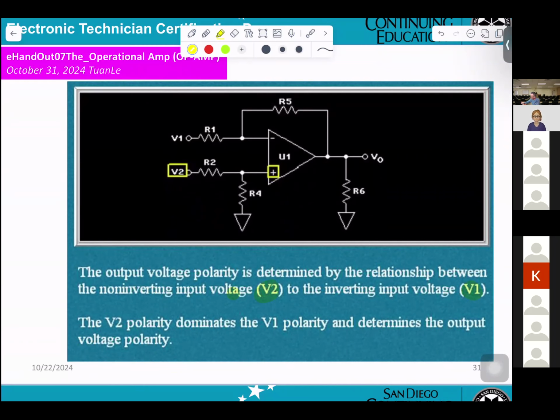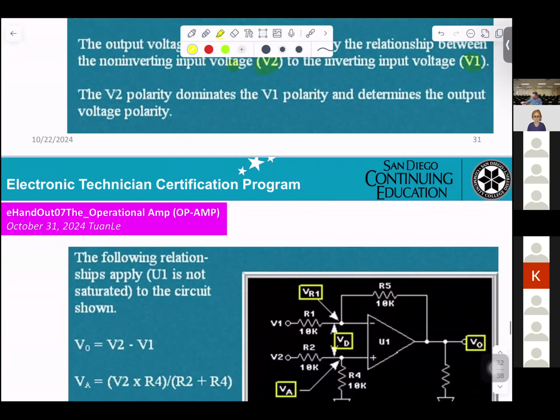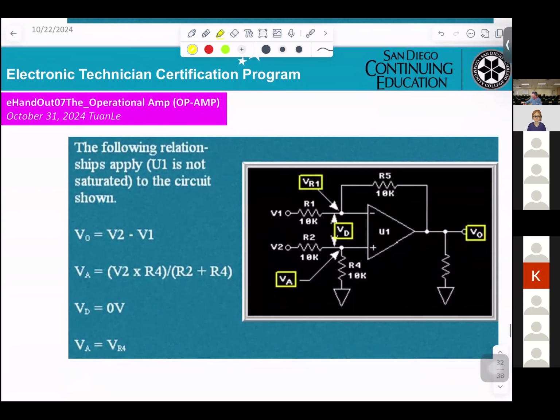That means they give you the inputs V2 and V1. So basically, the output will be the difference between the two inputs. Which one is dominant? The output will follow that. We'll see here the following relationship.